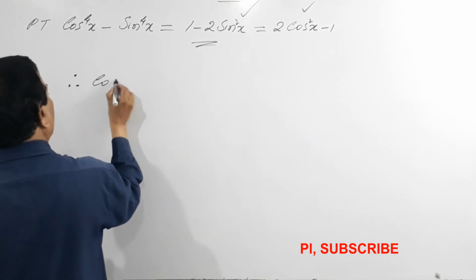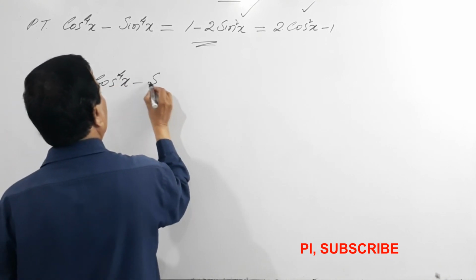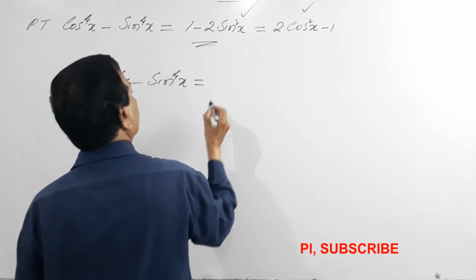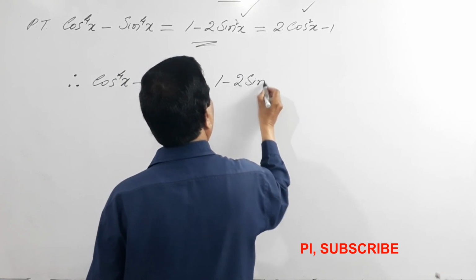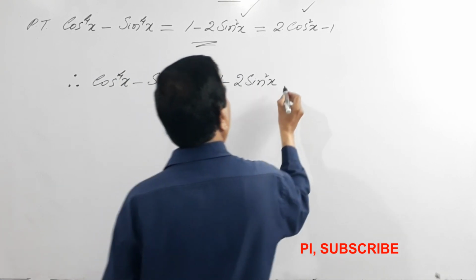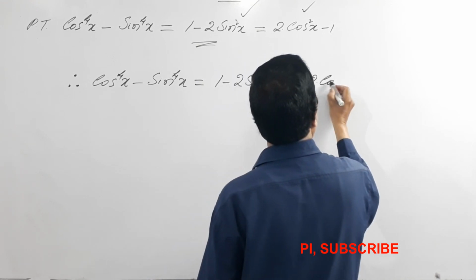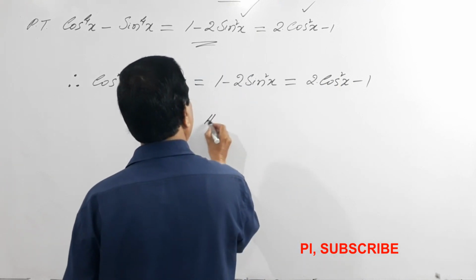Therefore cos to the power of 4x minus sin to the power of 4x equals 1 minus 2 sin square x, which is also equals 2 cos square x minus 1. Hence proved.